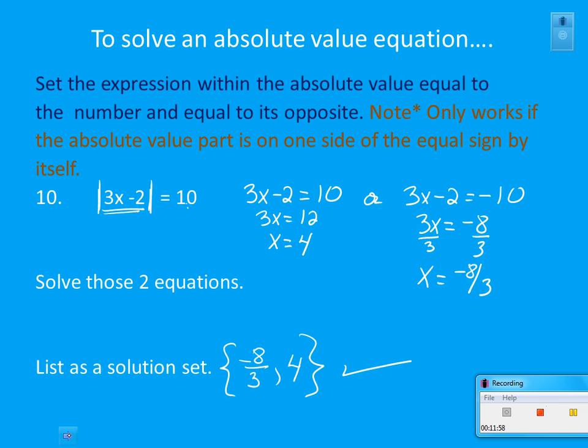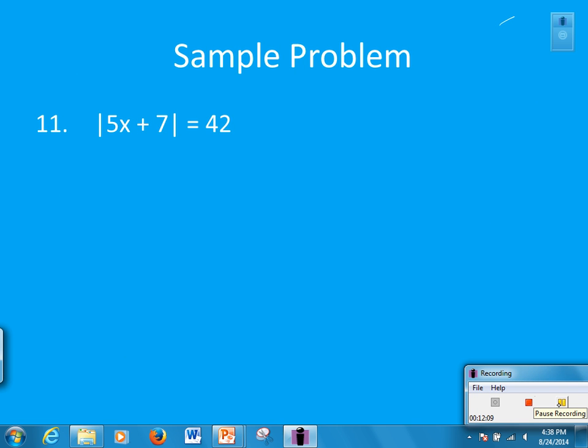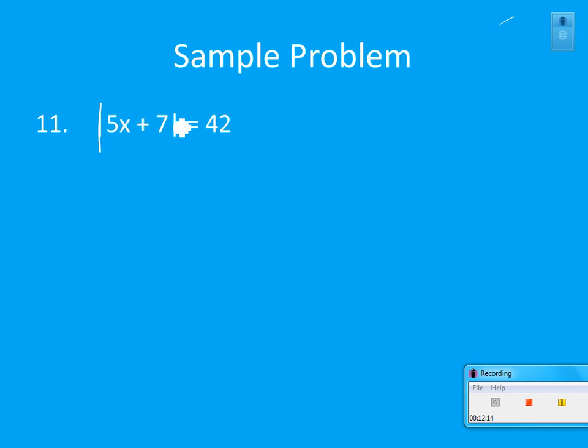Let me keep on going on it. Here's your number 11, I hope. Here goes your number 11. I've got the absolute value of 5x plus 7 equal 42. The absolute value is on one side all by itself. So I just need to go 5x plus 7 equal 42, or 5x plus 7 equal negative 42. 42 units to the right, 42 units to the left. Now solve each of these.